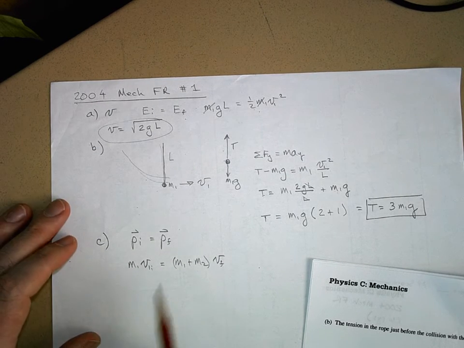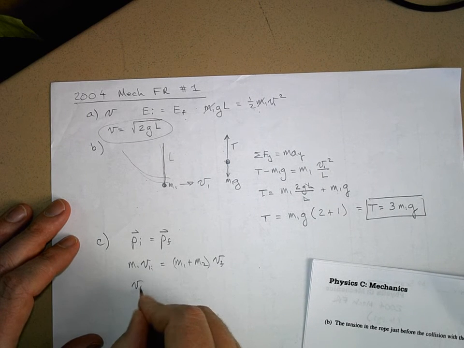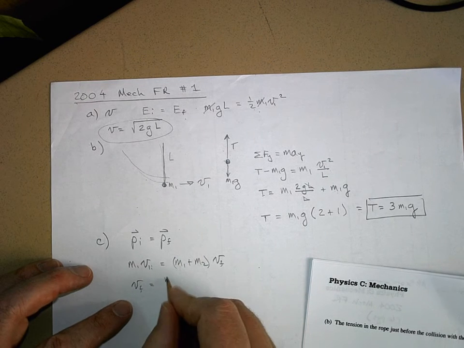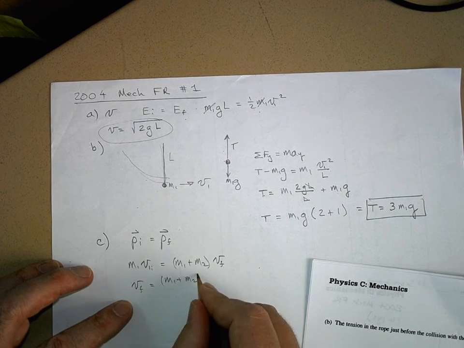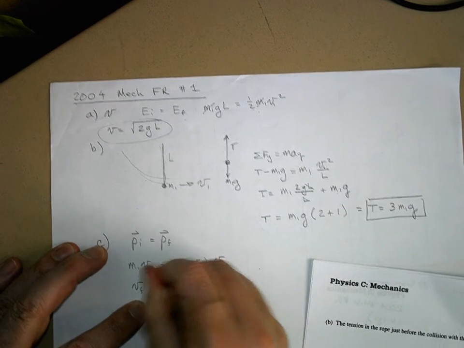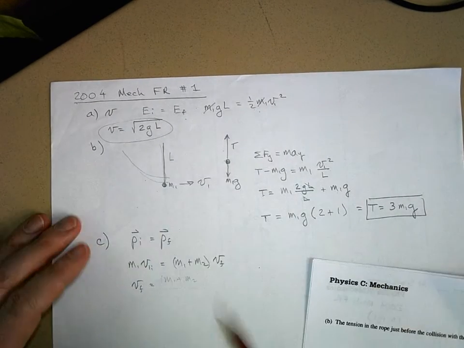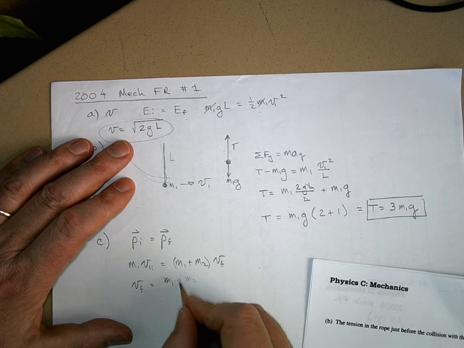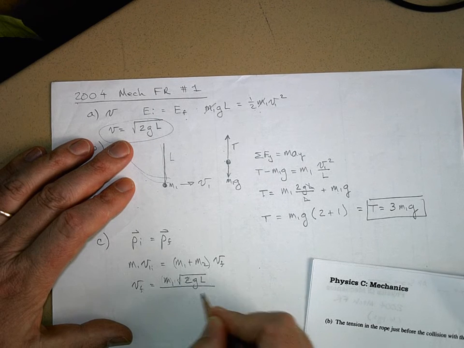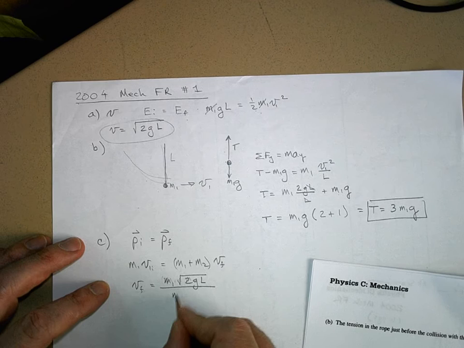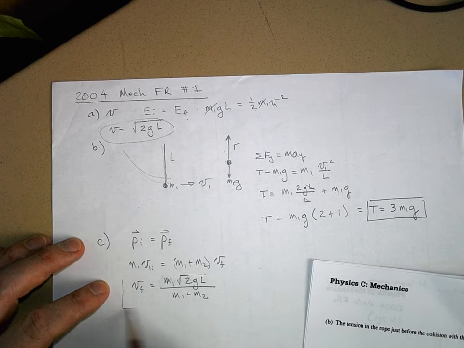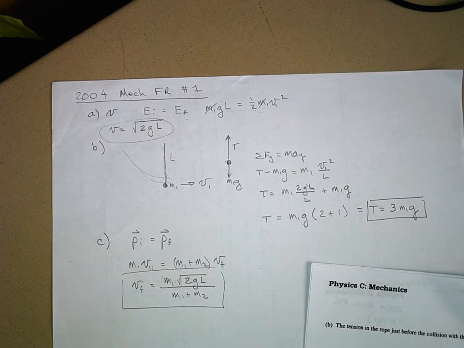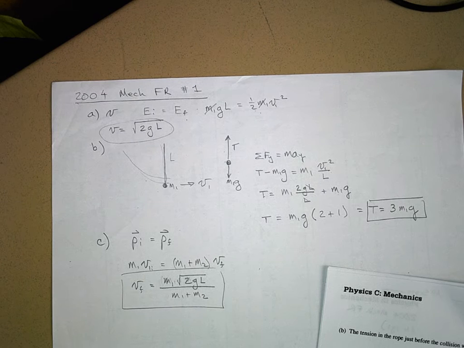So V final, and that's what we're looking for, the speed of the person and the object just after collision. Oh, I'm sorry, no, that's wrong. We're going to divide that to the other side. So it's going to be M1 times V1 initial, but that's the square root of 2gL, over M1 plus M2. And that should be the answer. Yeah. Okay. And this part was worth 3 points.